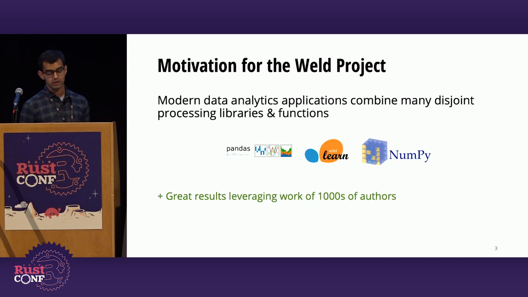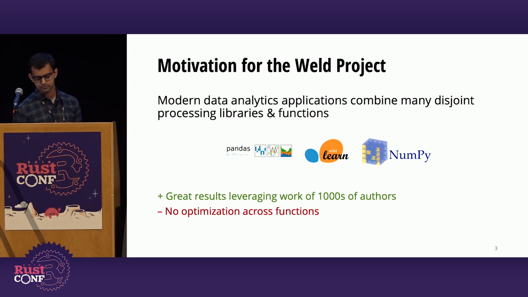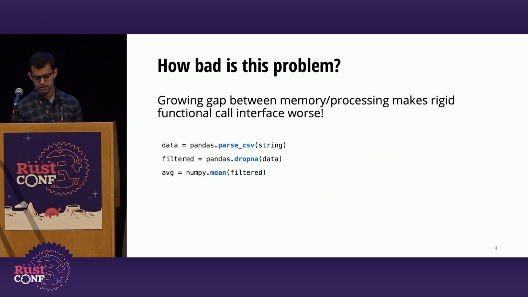So this is good because on one hand, you get great results leveraging the work of thousands of authors who are implementing the best algorithms in each domain. But on the other hand, in these kinds of libraries, you generally don't get any optimization across individually written and optimized functions. So how bad is this problem that we don't get any cross-function optimization? It turns out that the growing gap between memory speeds on newer hardware and processing speed on new hardware is making this rigid function call interface to these libraries worse and worse over time.